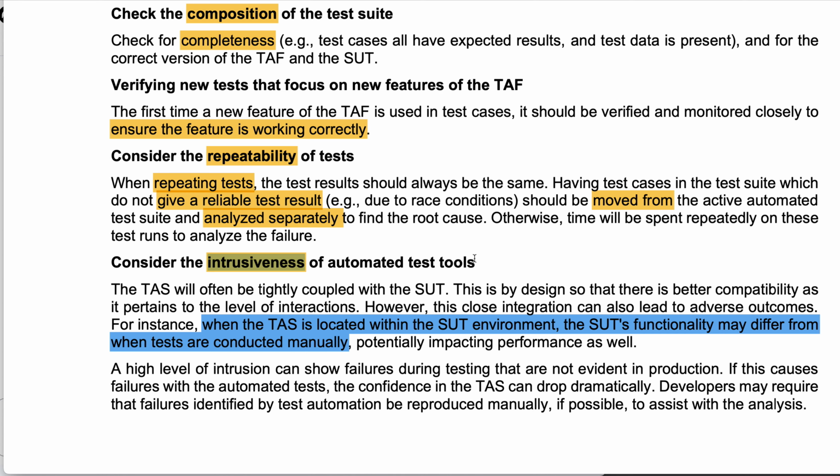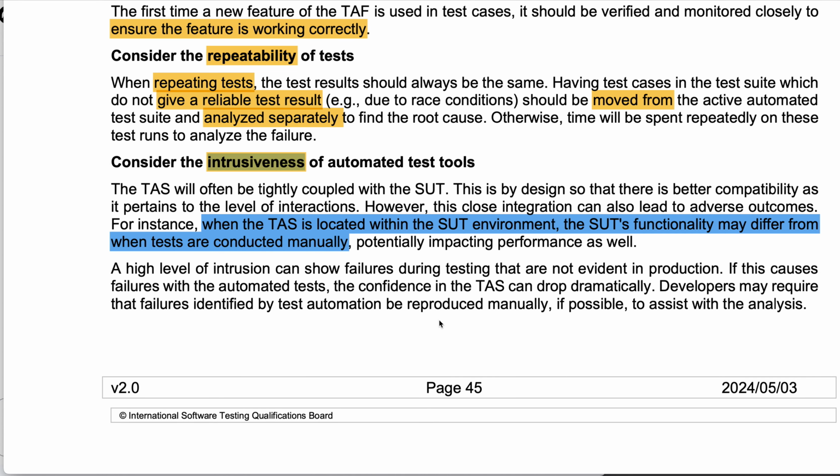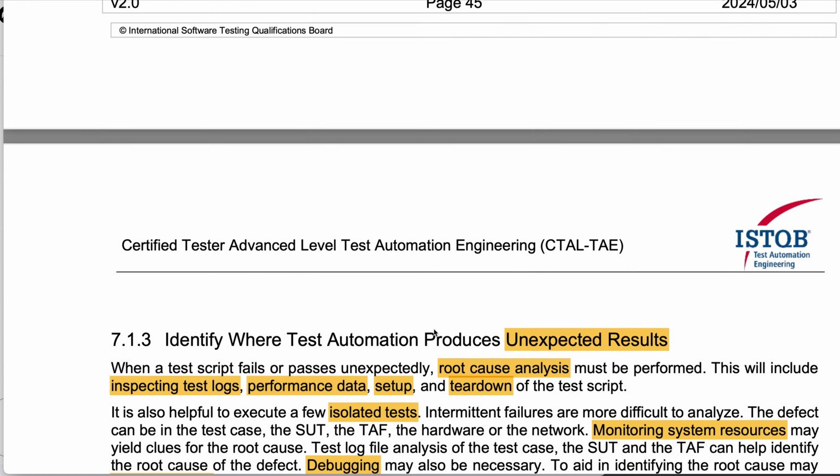A high level of intrusion can show failures during testing that are not evident in production. If this causes failures with the automated tests, the confidence in the test automation solution can drop dramatically. Developers may require that failures identified by test automation be reported manually, if possible, to assist with the analysis.